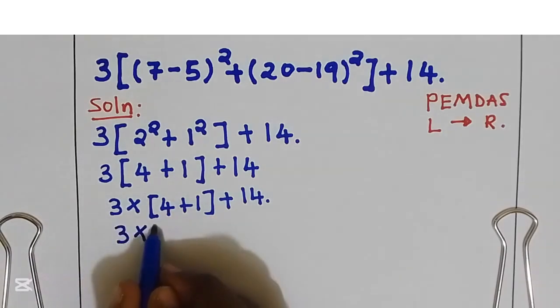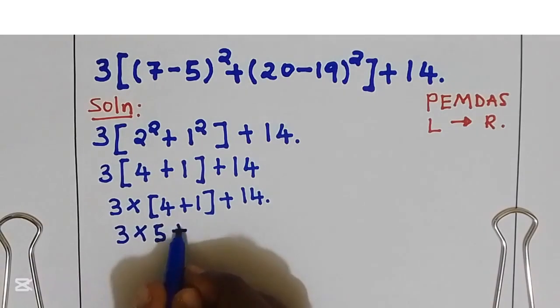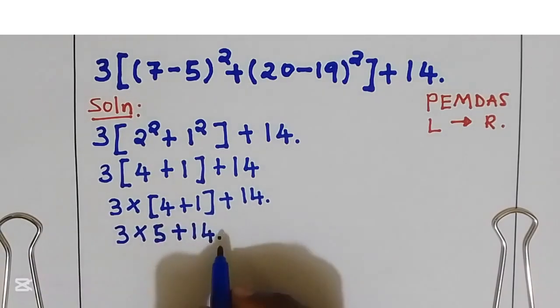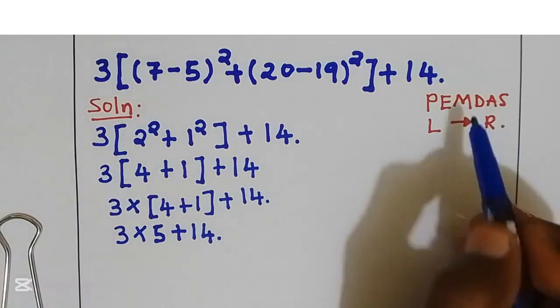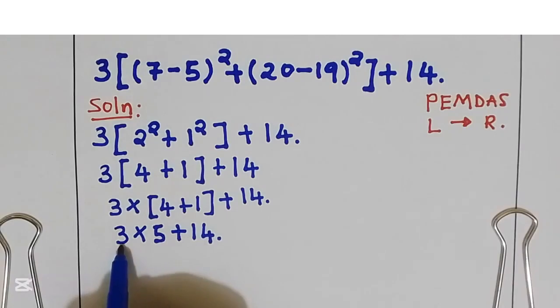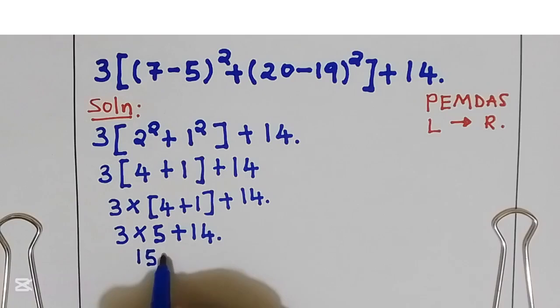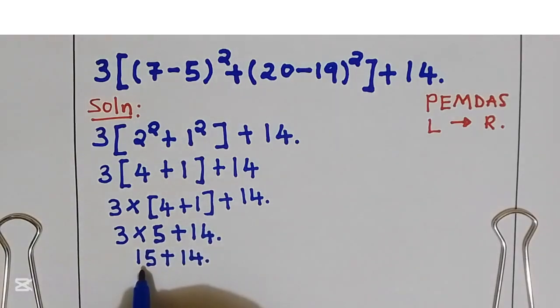3 multiplied by 5, add 14. Between multiplication and addition, multiplication comes first. So I'm going to multiply 3 multiplied by 5, the 15, plus 14. At last, we are going to add 15 plus 14. We are going to get 29.